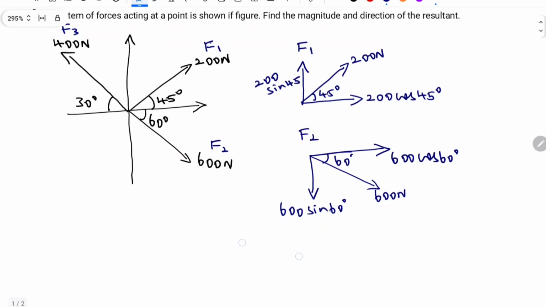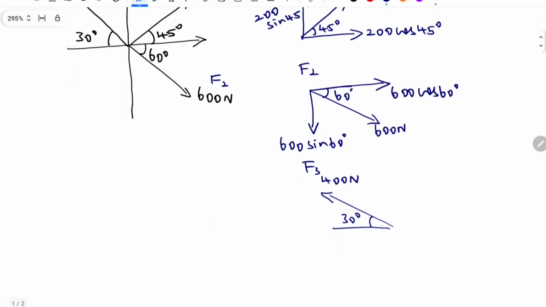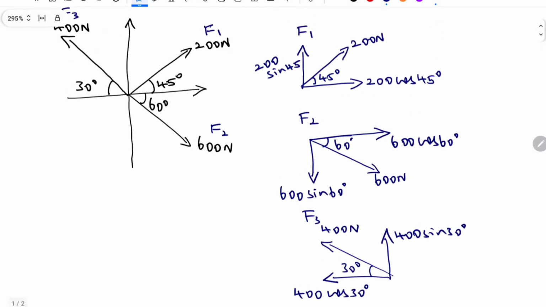Now moving to the F3. The F3 is acting like this with an inclination of 30 degree from the horizontal and its magnitude is 400 Newton. So now let us resolve this into two components. The horizontal component will be acting from right to left with a magnitude of 400 cos 30 degree and the vertical component will be acting from down to up with a magnitude of 400 sin 30 degree. So now we have resolved all the components into horizontal and vertical one.